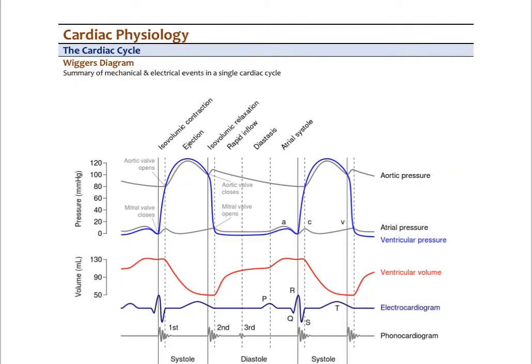So now that we know about the electrical activity in the heart, the mechanical events, the valves and how they relate to the different parts of the cardiac cycle, we can put all this together into what's called the Wiggers diagram.